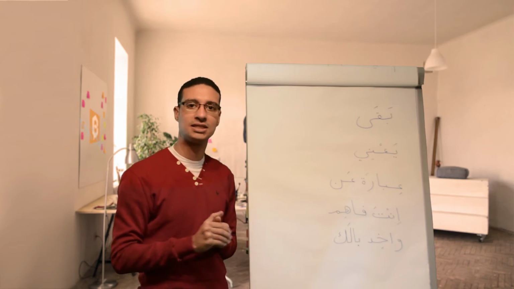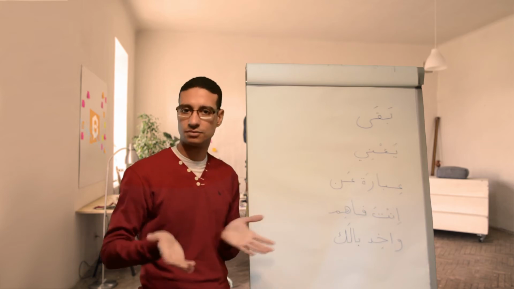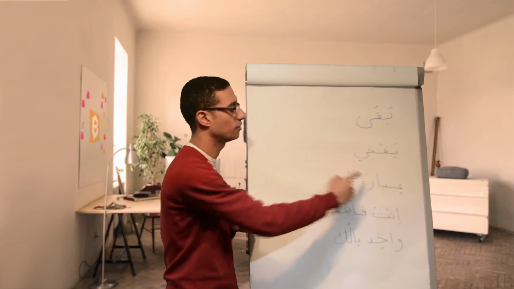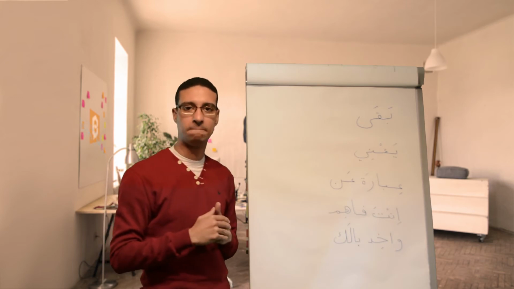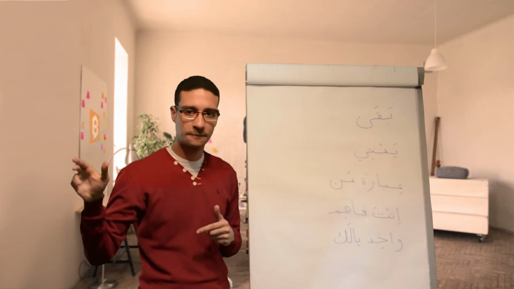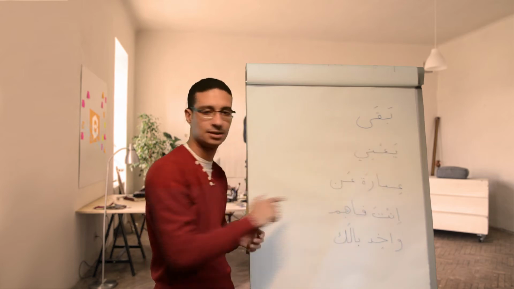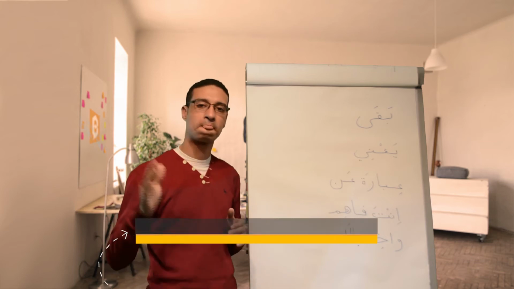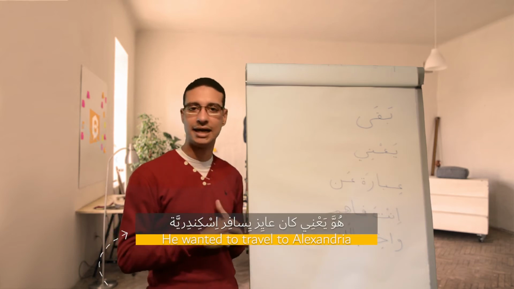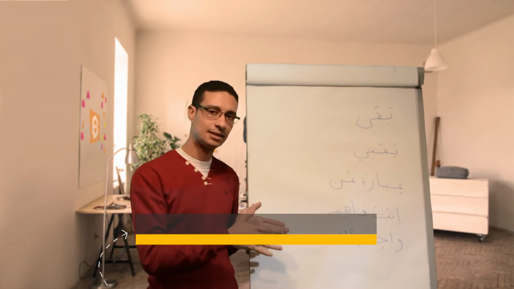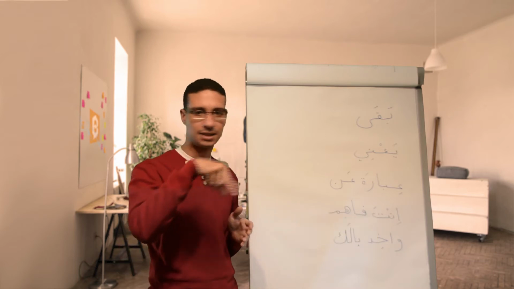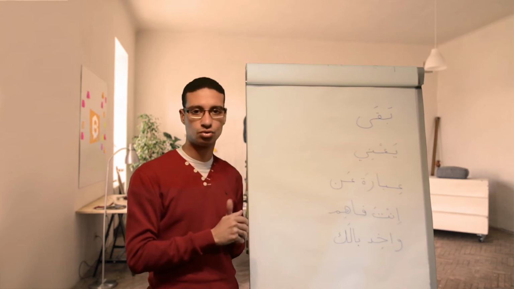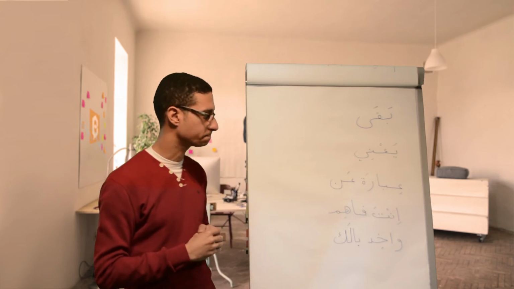An expression, for example, is يعني إيه. So, what's the meaning of this? But there is a usage of this word as a filler word. So instead of the word so in English, people normally use يعني. Okay, يعني means يعني all the time. For example, هو يعني كان عايز يسافر إسكندرية. So هو يعني, not translated, كان عايز يسافر, he wanted to travel إسكندرية, to Alexandria.